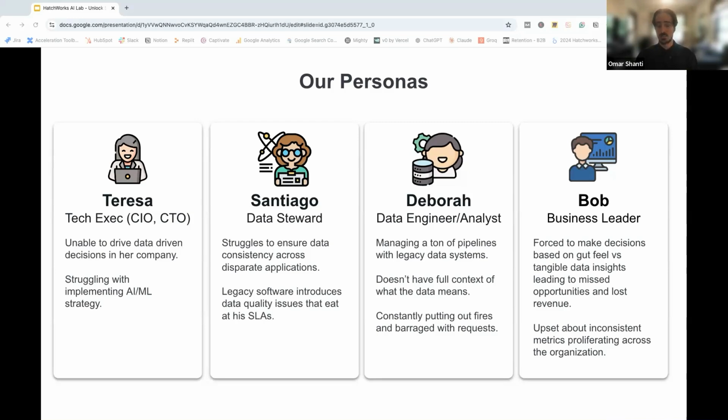Deborah, for her part, is absolutely flooded. She's a data engineer. She's managing a ton of pipelines with these legacy data systems, but she doesn't have full context of what the data means.